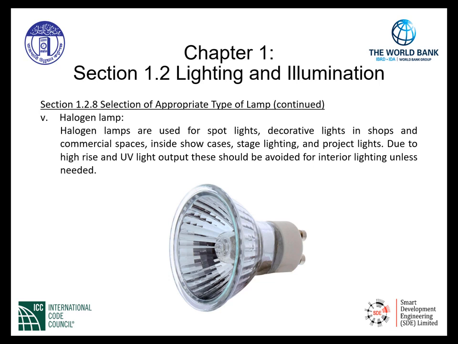When an electric current is passed through the tungsten, it reacts with the halogen via a chemical reaction and produces the light. Halogen lamps are used for spotlights, decorative lights in shops, commercial spaces, inside showcases, stage lighting, and projector lights. Due to high heat rise and UV light output, these should be avoided for interior lighting unless needed.